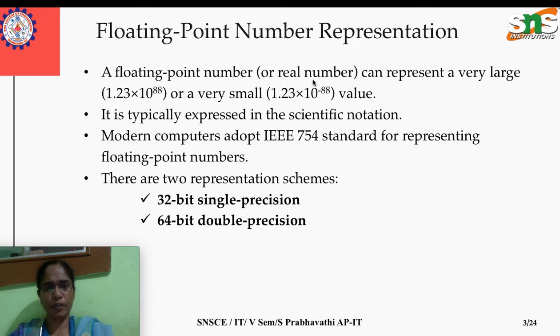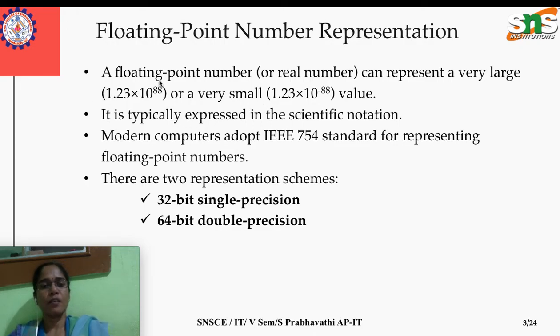A floating point number is what we call a real number in mathematics. In computer terminology we say floating point number. The main advantage is that using floating point numbers we can represent a very large number or a very small number, which is not possible in fixed point.